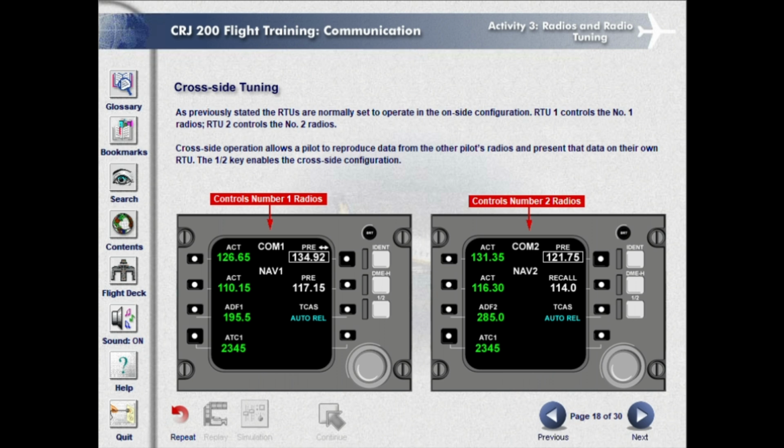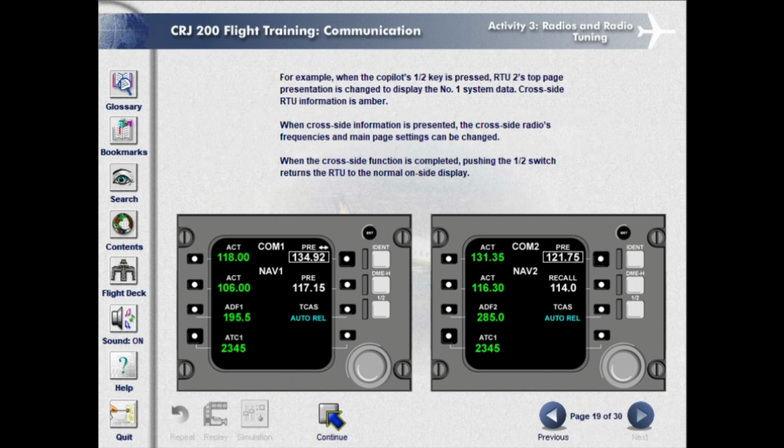Cross-side tuning. As previously stated, the RTUs are normally set to operate in the on-side configuration. RTU 1 controls the number 1 radios. RTU 2 controls the number 2 radios. Cross-side operation allows a pilot to reproduce data from the other pilot's radios and present that data on their own RTU. The 1-2 key enables the cross-side configuration.